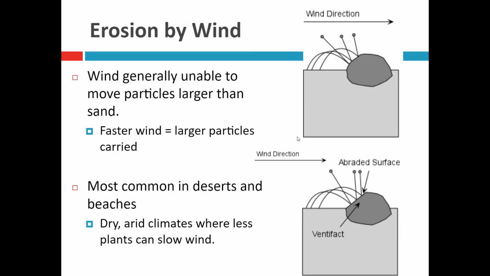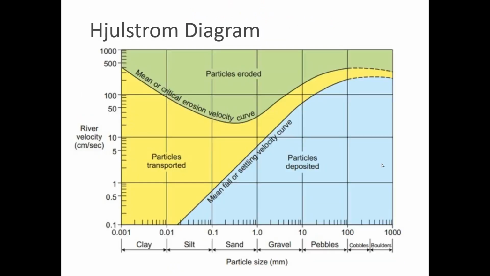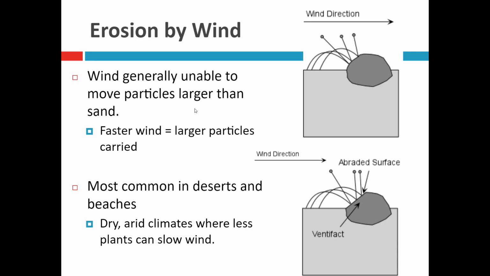Another transport agent, or another agent of erosion, is wind. Wind is able to carry sediment that's typically sand size or less. So if you go back to this diagram here, sand size is anything less than 0.2 centimeters. So the velocity of the air typically doesn't get high enough to carry pebbles through the air. Thankfully, you wouldn't want to get knocked with a pebble in the head, right? But sand size, silt size, clay size, the wind can typically carry that. And so we're talking about sediment that's typically sand size or less.